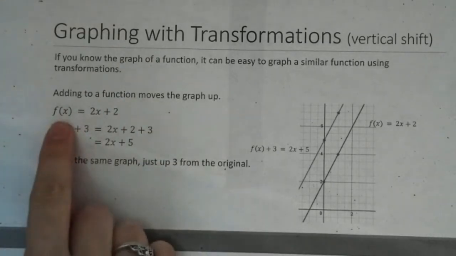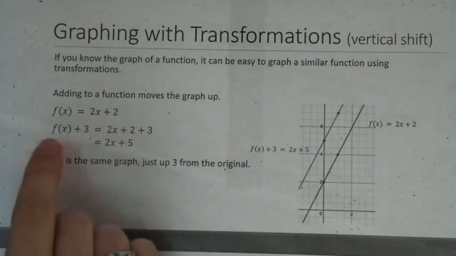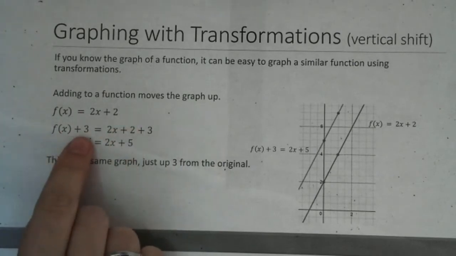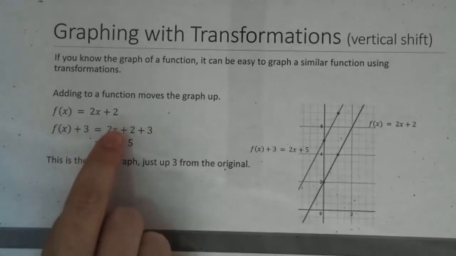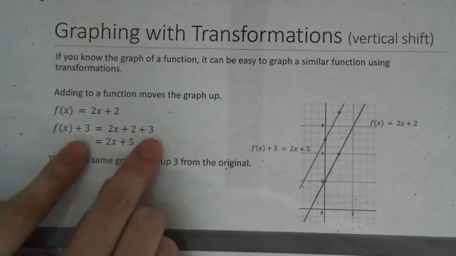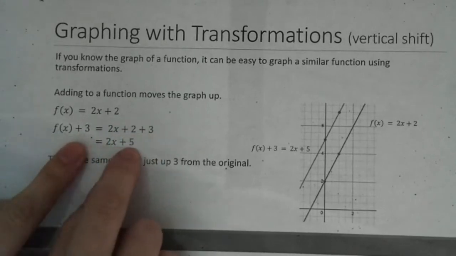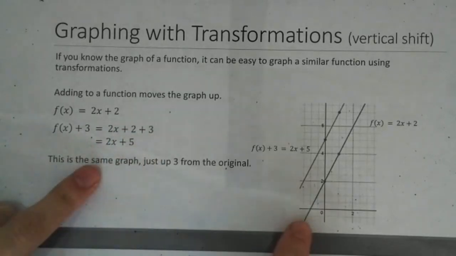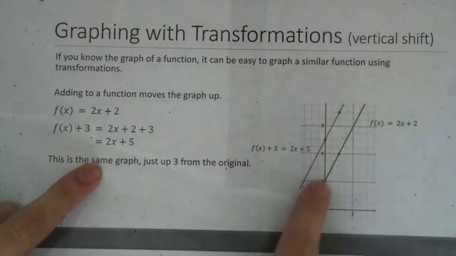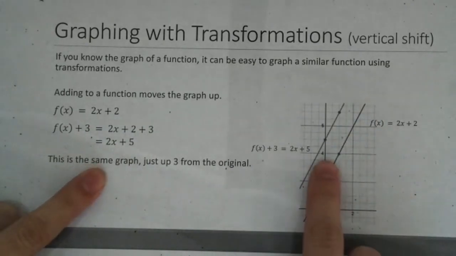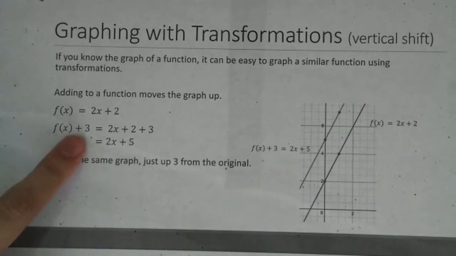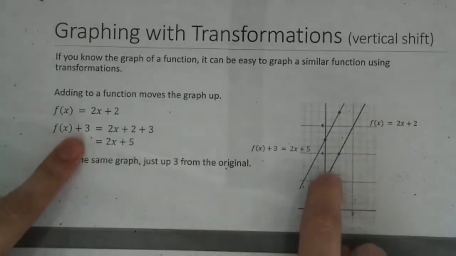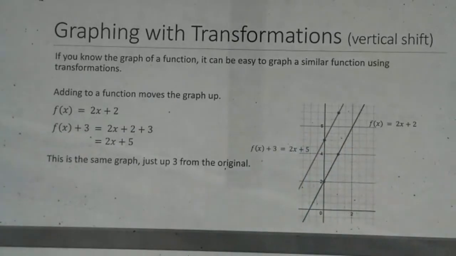So if we have a function f of x equals 2x plus 2, then f of x plus 3, notice that this plus 3 is not inside with the x, it's out back, is going to be the 2x plus 2 that we had plus 3, which gives us 2x plus 5. So what it does is it takes our original line and moves it up 3 units. So if we just add 3 to the end of a function, it moves the entire graph up 3 units.